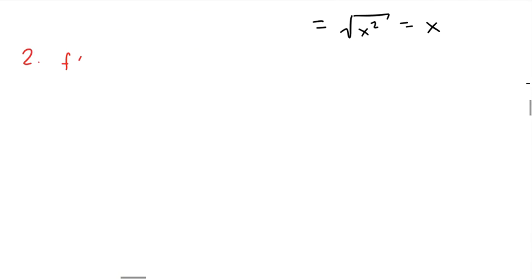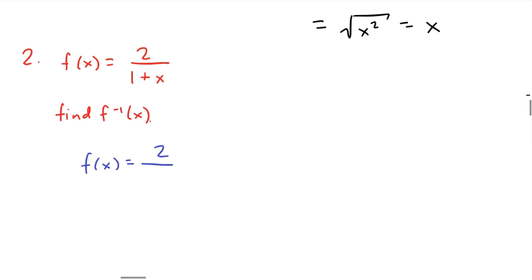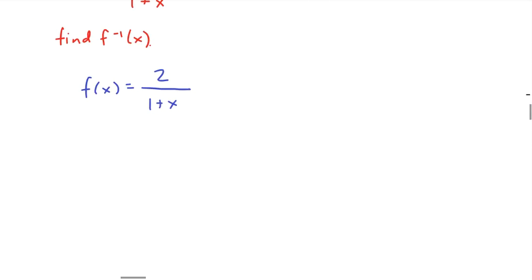Let's say we have the function f of x equals 2 over 1 plus x, and we want to find f inverse of x. So let's go ahead and solve this. The first thing we're going to do is just write out our function. So we have f of x equals 2 over 1 plus x. And now we want to isolate this x. So we want to get this x in terms of f of x.